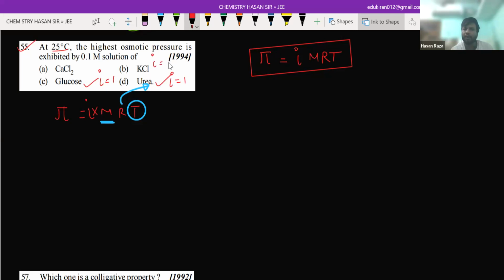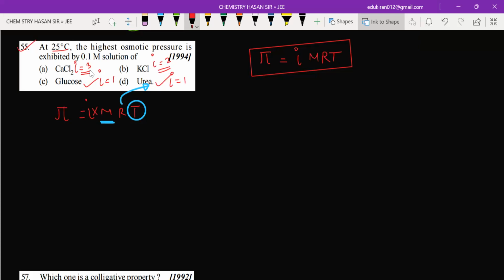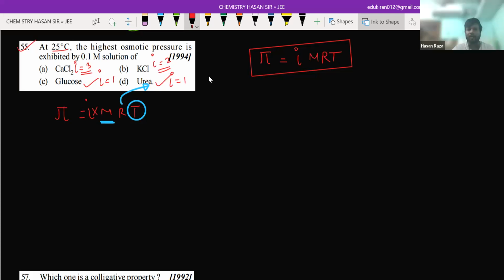Here, if you calculate, you will get i equal to 2, and here the value will be 3. Are you getting my point, Shahid? How I am writing i is equal to 3, i is equal to 2? Yes, sir. So you can see the osmotic pressure depends upon the value of i, the Van't Hoff factor. So the answer here will be A, because it has the maximum value of i. M, R, T are constant.